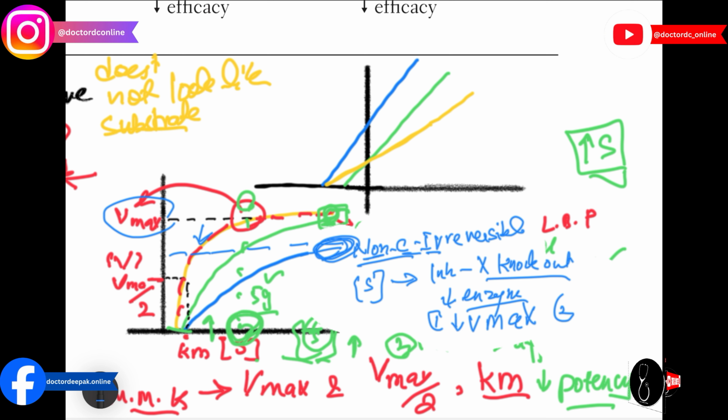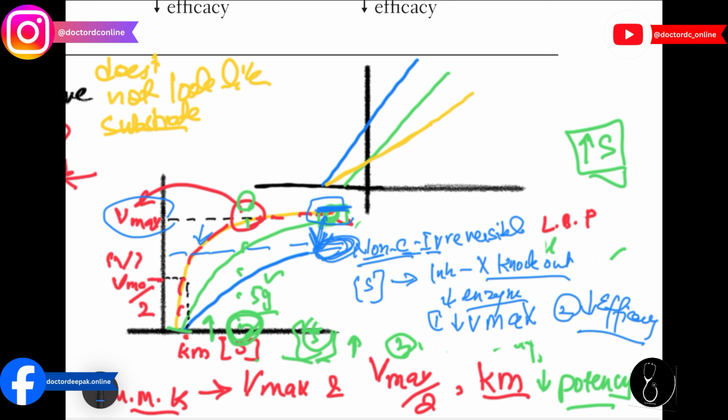So we can also say that non-competitive inhibitors can decrease the efficacy. The efficacy is the maximum effect of any drug. So you can see the maximum effect of a drug, but after giving a non-competitive inhibitor, the effect is getting decreased.